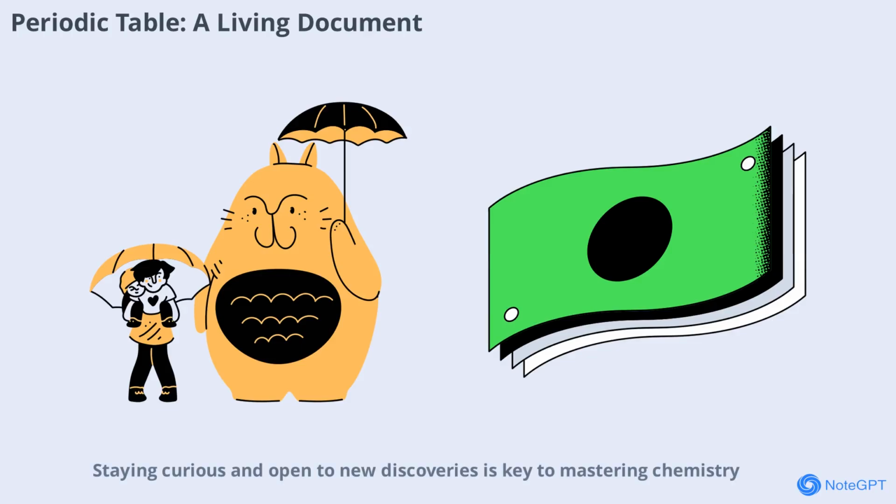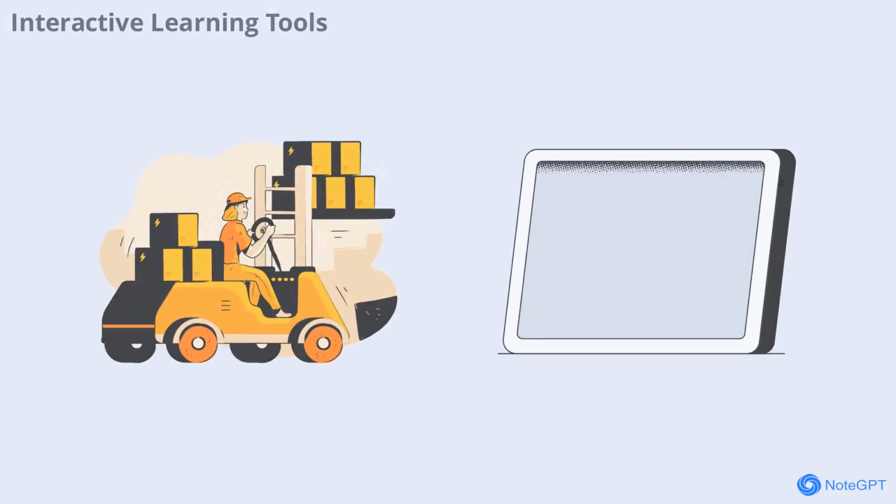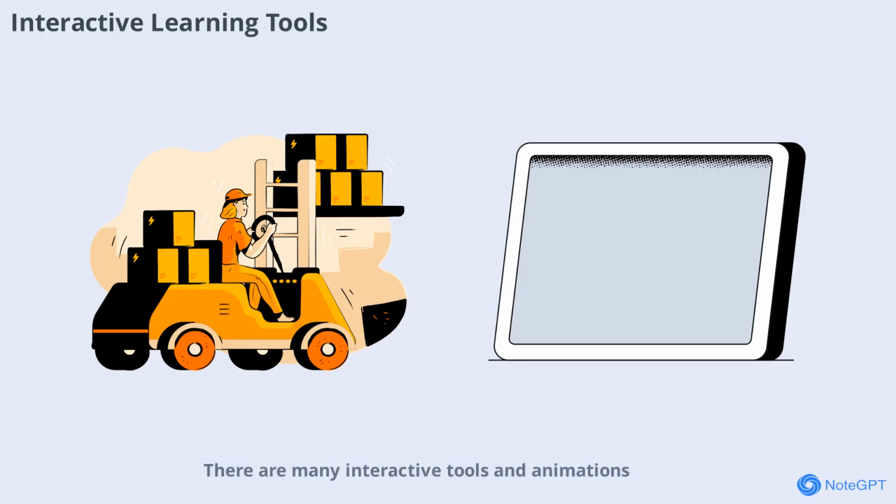Staying curious and open to new discoveries is key to mastering chemistry. There are many interactive tools and animations online that let you explore periodic trends visually. Using these resources can make learning more engaging and help reinforce the patterns we've discussed today.